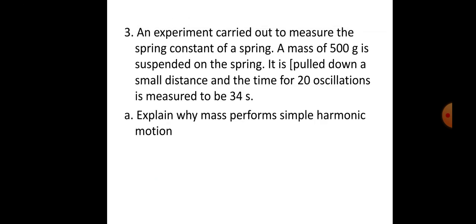Question number 3. An experiment carried out to measure the spring constant of a spring. A mass of 500 grams is suspended on the spring. It is pulled down a small distance and the time for 20 oscillations is measured to be 34 seconds. Explain why the mass performs simple harmonic motion.